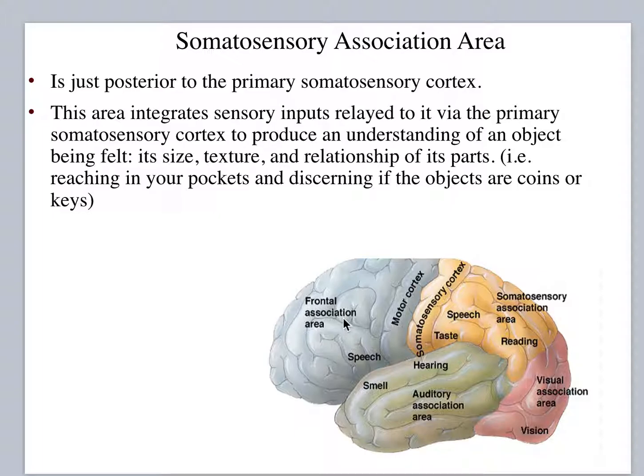The somatosensory association area is what allows you to reach in your pocket and find an object and know it's a coin, and not only know it's a coin, but tell if it's a nickel or a penny or a quarter just by the feel of it. It's the somatosensory association area that helps you determine those coins based on the feel alone, based on the sensory input.